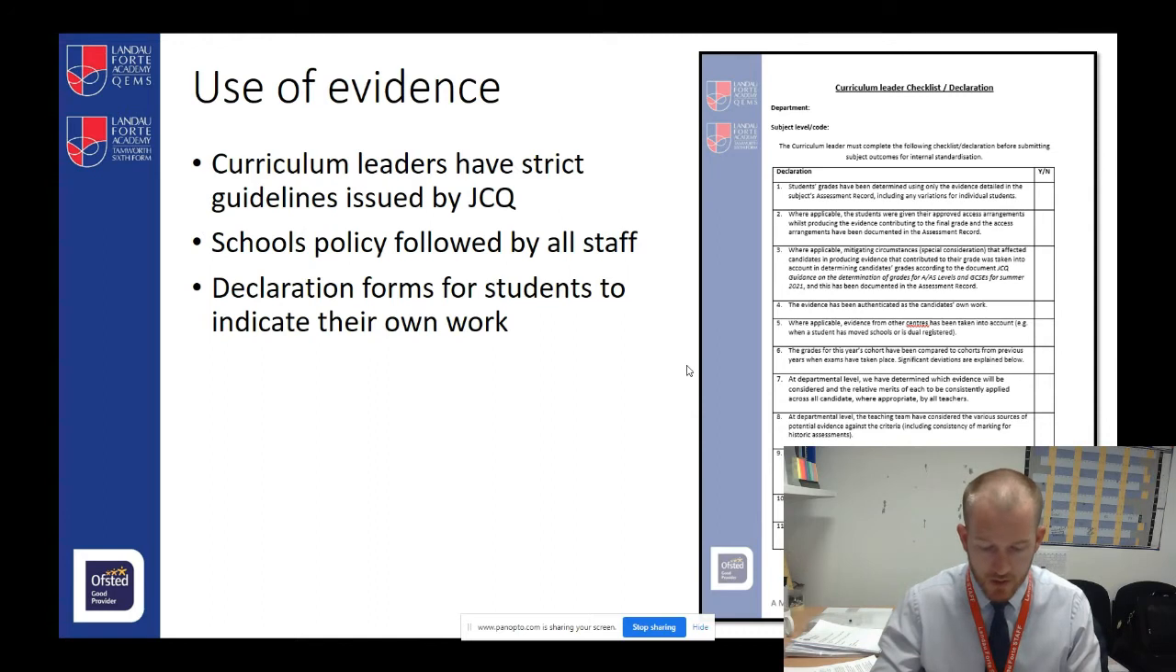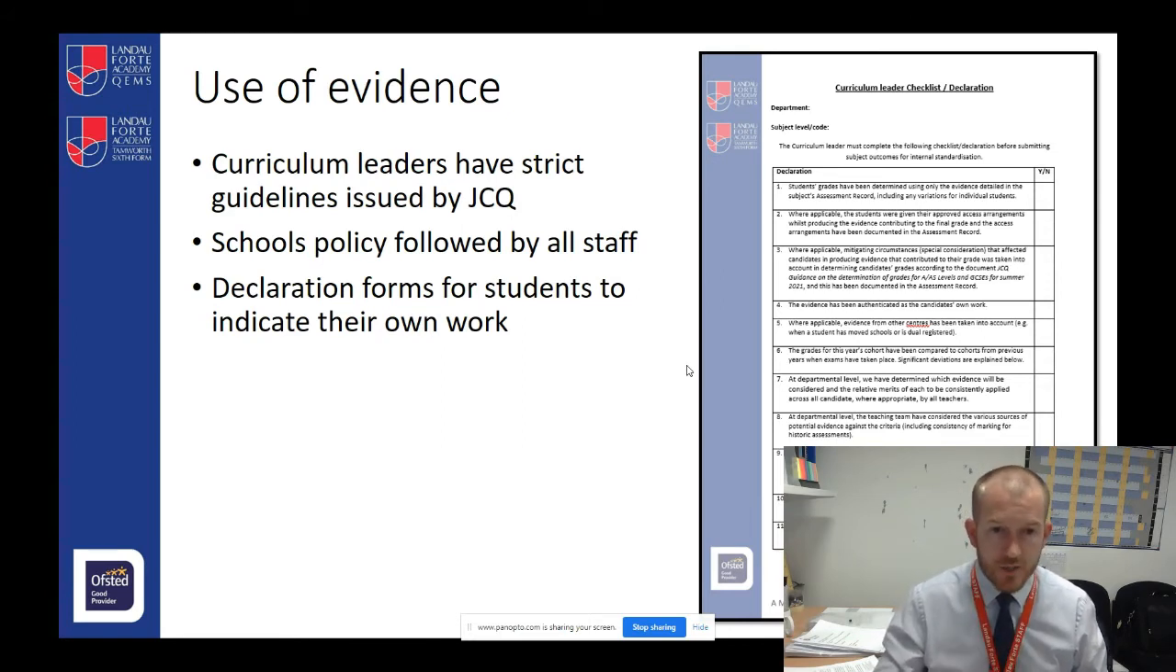They range from things like the grades having been determined using evidence that is detailed on our assessment logs, that the evidence has been authenticated as your work, etc. The grades for previous cohorts have been analysed, which I am doing as part of my role, and that they have been signed off by multiple staff, and there's an accurate representation of those. At department level, the teaching team have considered the various sources of potential evidence against the criteria. Lots and lots of things that they need to take into account before we will submit those grades.